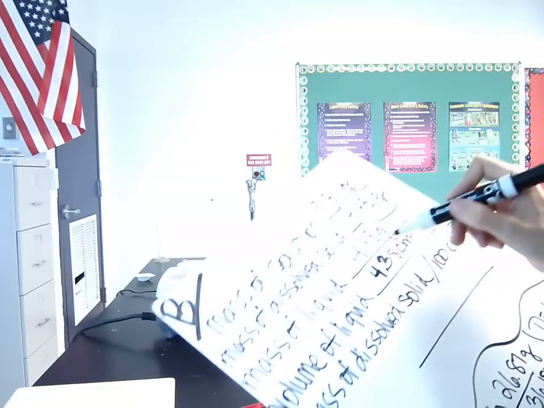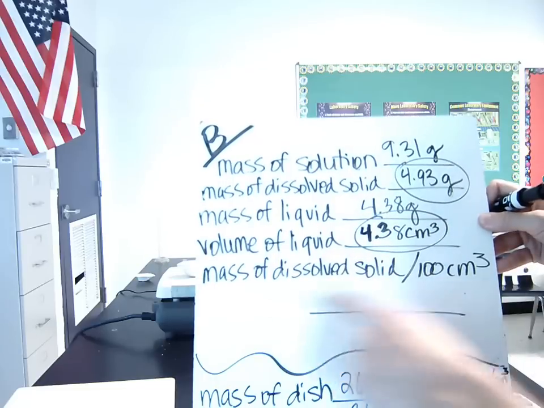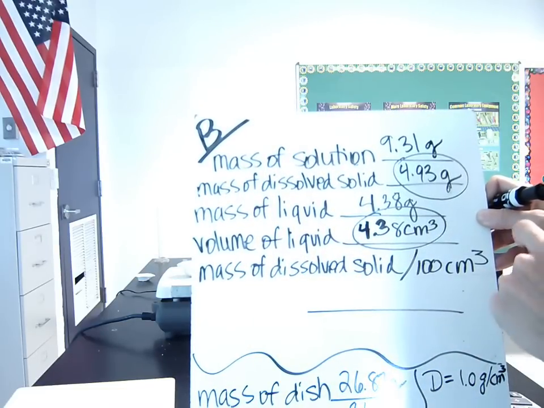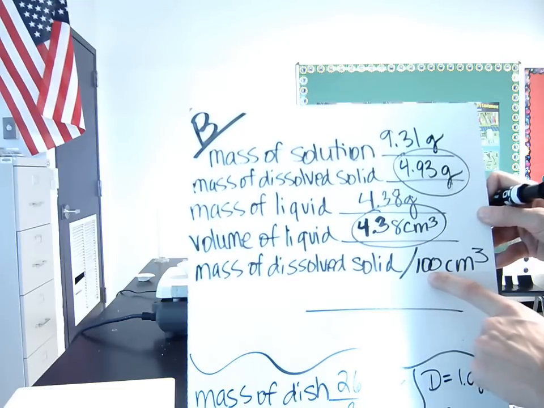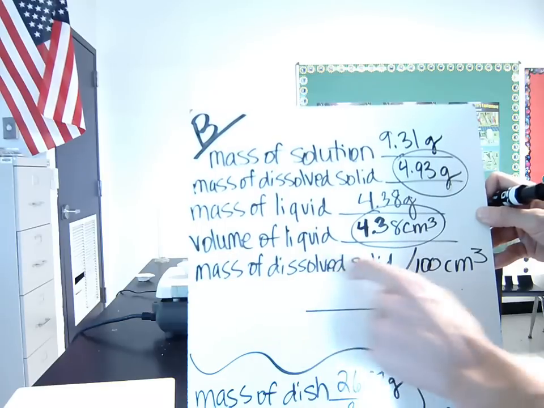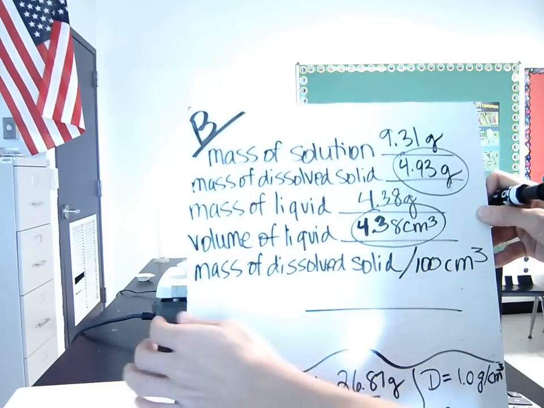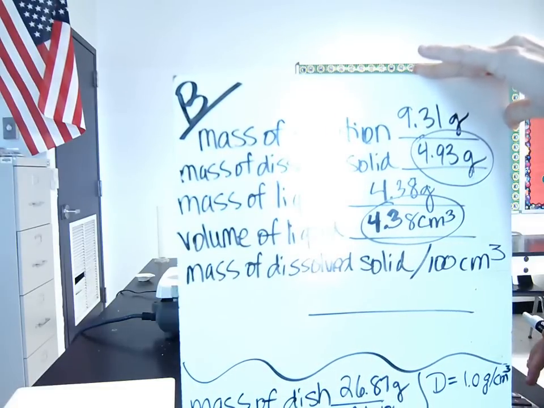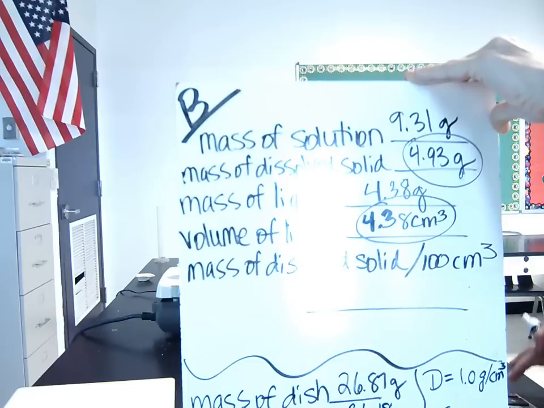Okay, but here's the good news. Now we know the volume of the liquid. And remember, concentration is mass of dissolved solid divided by volume of liquid times 100. Remember, that unit of measure is very important. For those of you that aren't here, I'm going to talk more about that on the pencast, so make sure to look for that later on as well. So we're going to do 4.93 divided by 4.38 times 100.